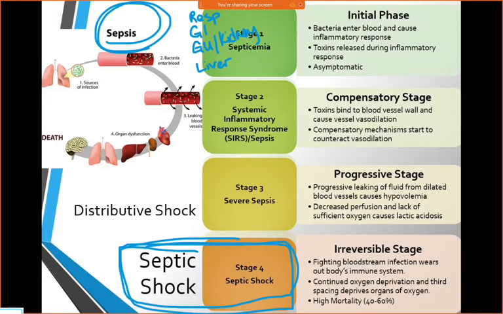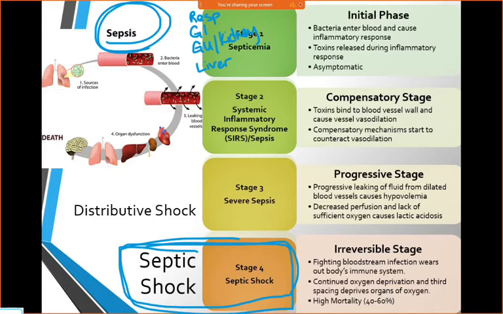So septicemia, we don't see. No signs, no symptoms, completely asymptomatic. It just means an infection is moving across into the bloodstream. The first thing we see is the compensatory phase. So if you have bacteria in your bloodstream, you are creating an immune response to that bacteria. It's a large immune response because the bacteria is just not localized to your finger, to a wound, to one area anymore.